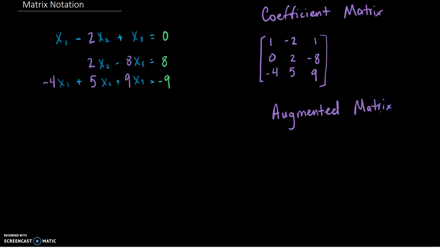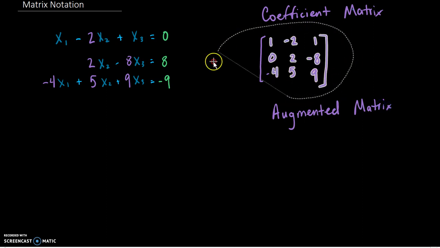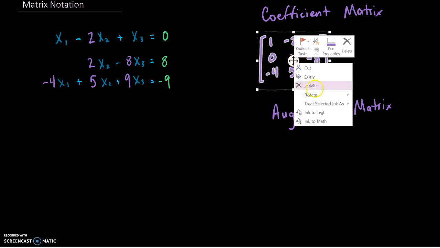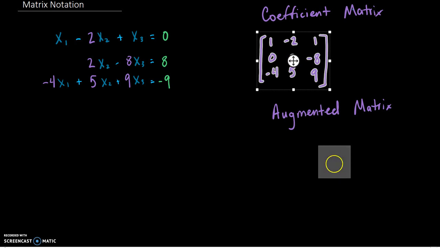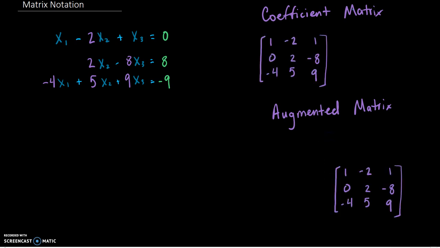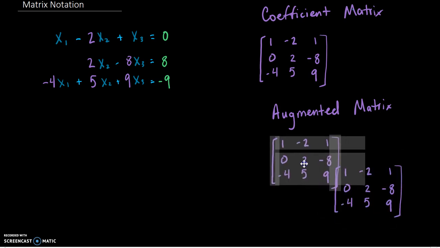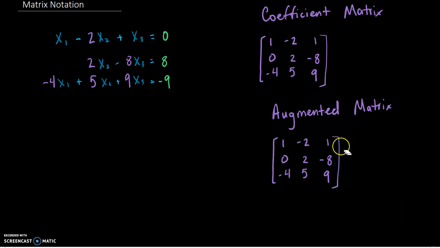And our augmented matrix is simply our coefficient matrix augmented with the right side of our equations. I'll show you what that looks like. So we're going to remove that bar. Sometimes you can write this line through it. That's helpful to let people know, or let yourself know, that this is in fact an augmented matrix.